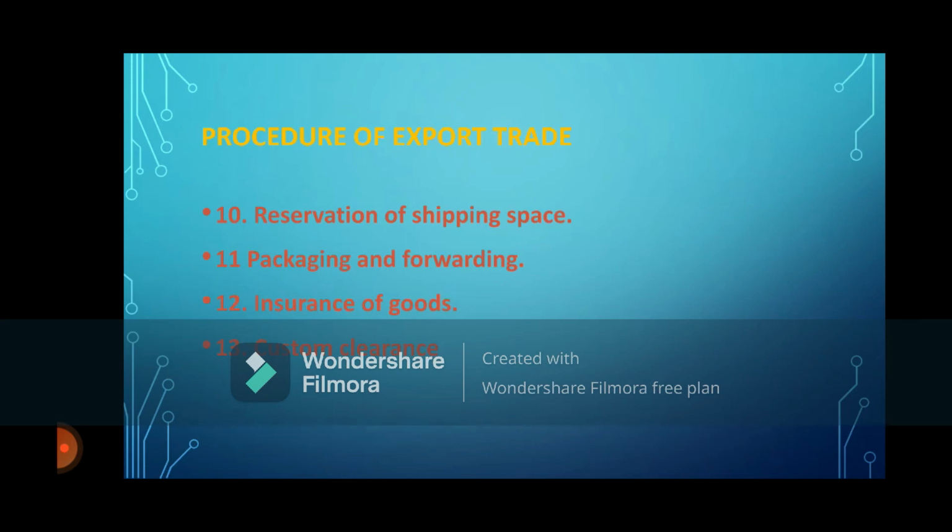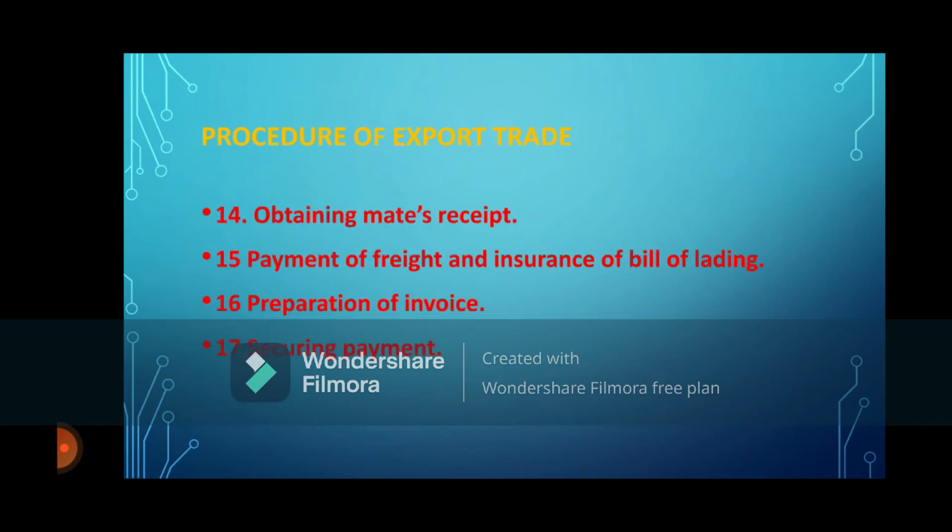And the 14th step of export trade is obtaining the mate's receipt. Mate's receipt means after giving custom clearance, the goods are then loaded on the ship, for which the captain of the ship issues a mate's receipt. It is prima facie evidence that the goods are loaded on this ship.